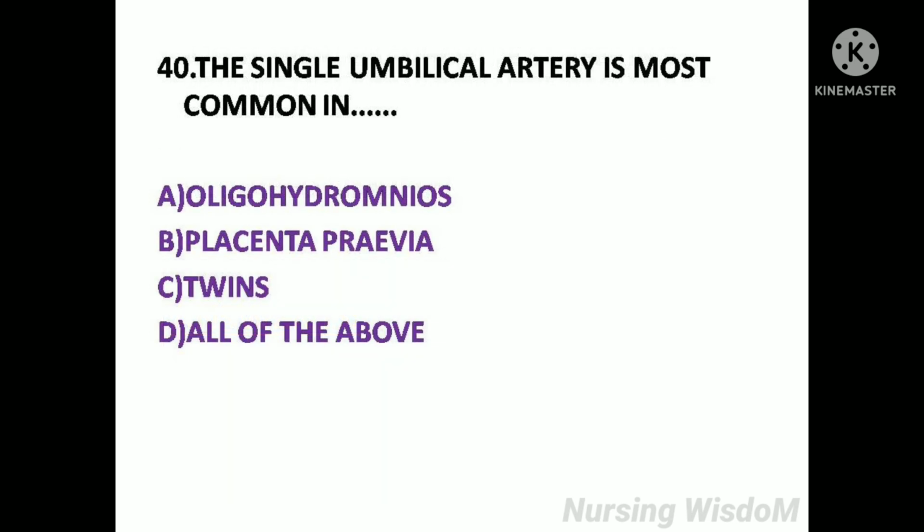Next question, the single umbilical artery is most common in option A, oligohydramnios. Option B, placenta previa. Option C, twins.